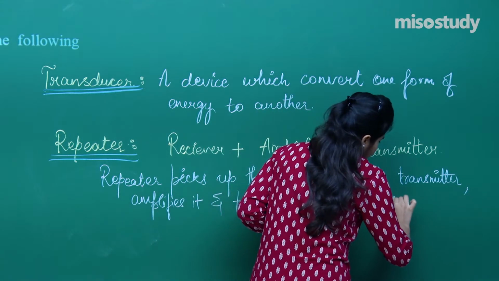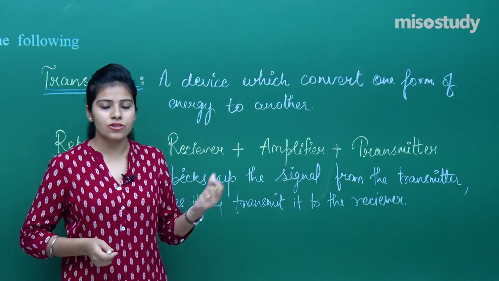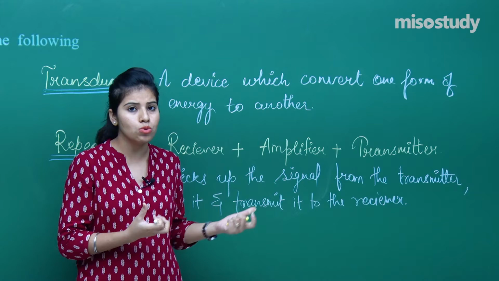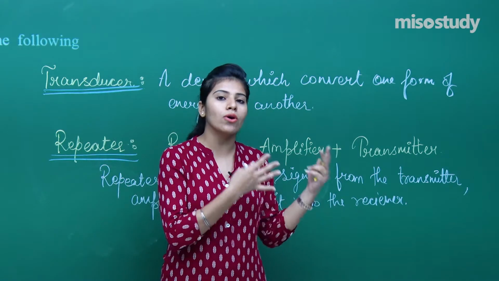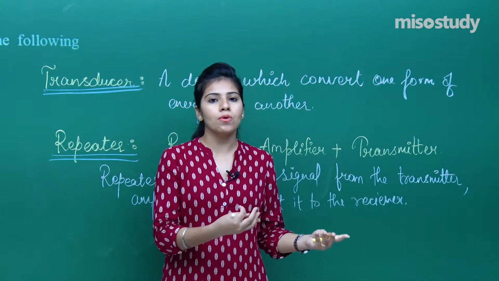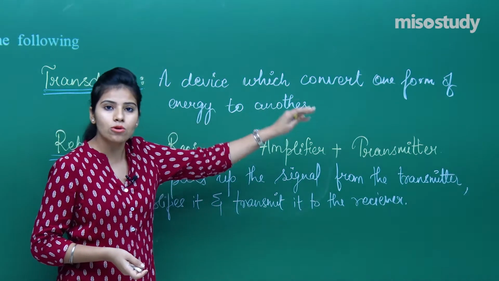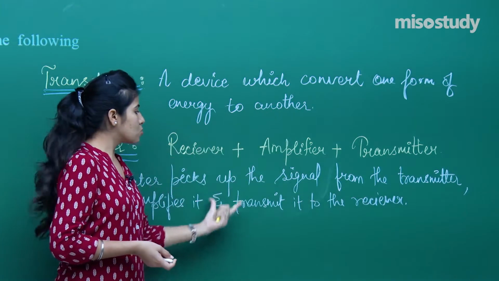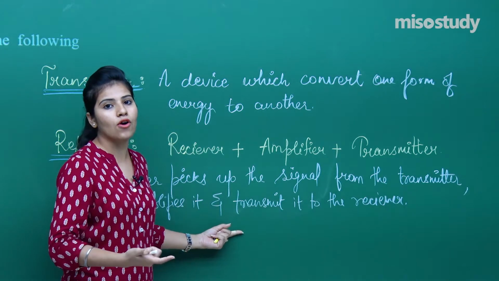Now see, I told you the example of repeater, what is the function of repeater and where is the repeater used. I told you when you have to transmit your message and there is a mountain or any obstacle within your path, then you are going to use the repeater to extend your range of communication. So the benefit of using repeater is to extend the range of communication.